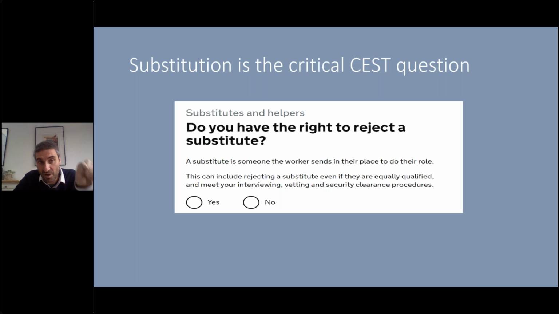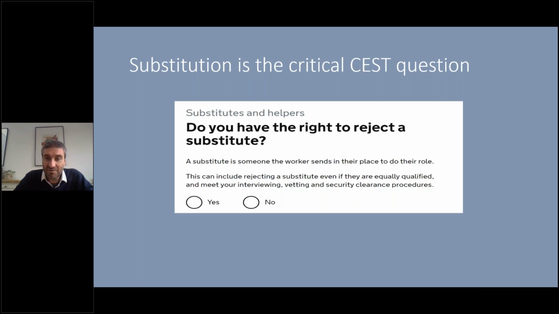And also, if we look at the wording of this question, do you have a right to reject a substitute? A substitute is someone the worker sends in their place to do their role. This can include rejecting a substitute even if they are equally qualified and meet your interviewing, vetting, and security clearance procedures. So they've worded that in a bit of a peculiar way round.